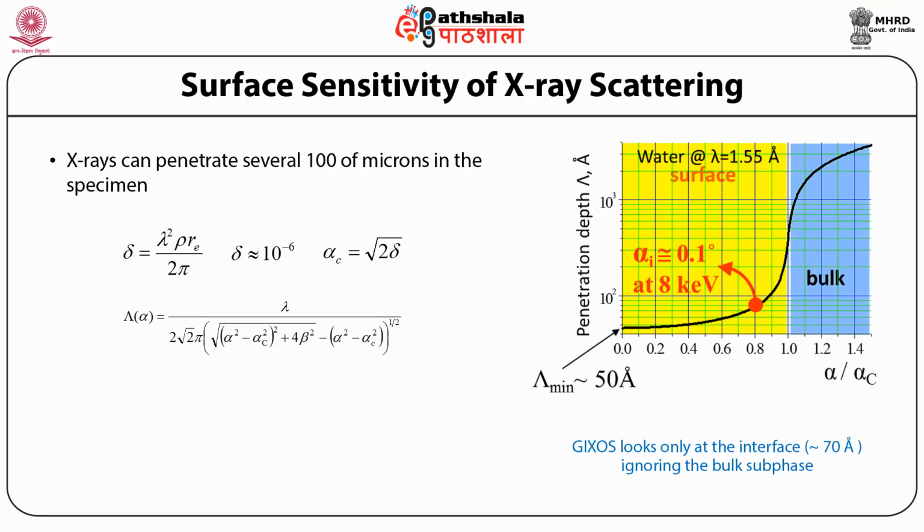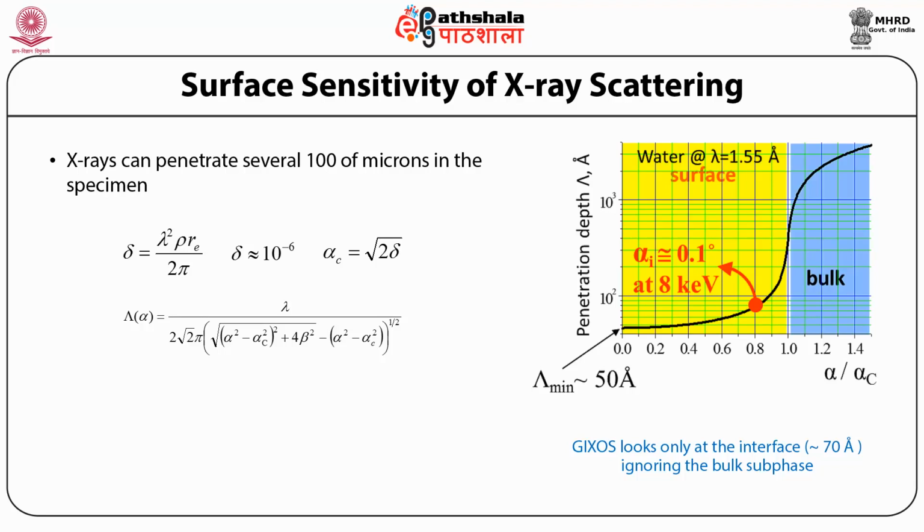So here you can see in this figure we have calculated the penetration depth as a function of incident angle into water. The formula for calculating penetration depth is written here in terms of alpha, alpha C and beta, and you can see that this penetration depth increases as we increase the incident angle, and at an angle of 0.1 degree the penetration depth is about 70 angstrom.